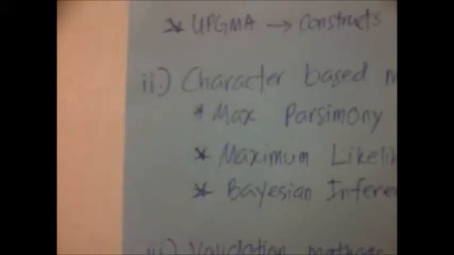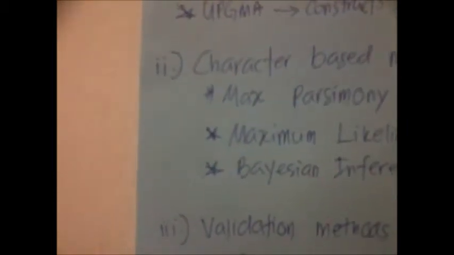The following will be character based methods, which are three types: maximum parsimony, second is maximum likelihood, third one will be Bayesian inference, BI, then the third one will be validation method using bootstrapping pseudo repeat. There's software MEGA, and followed by week 11.